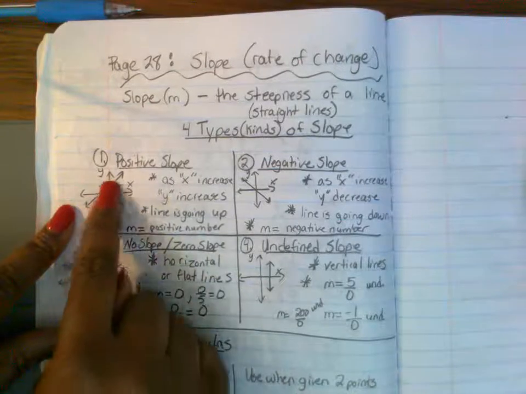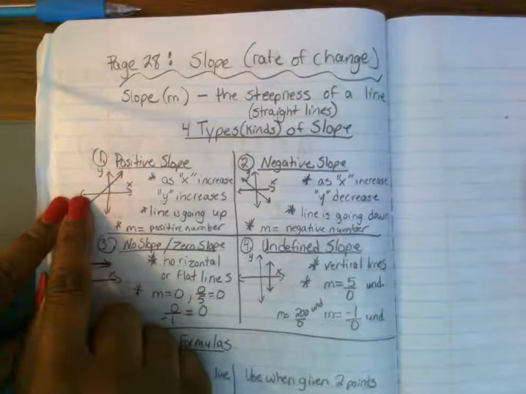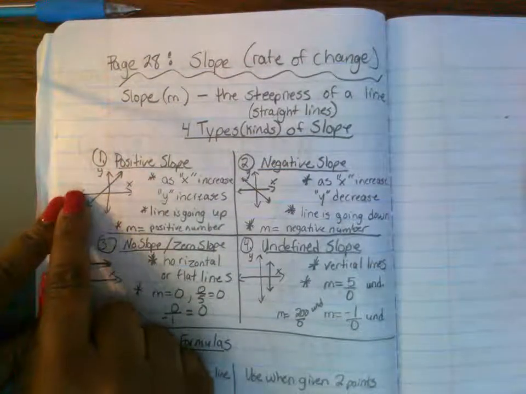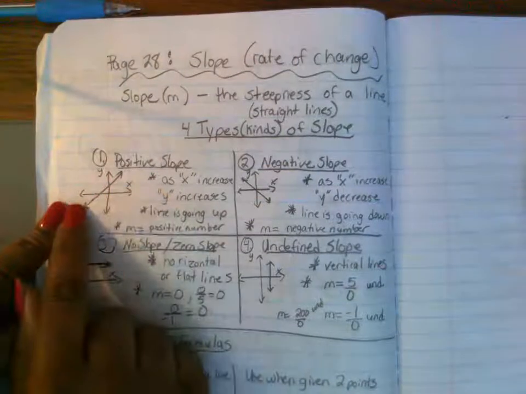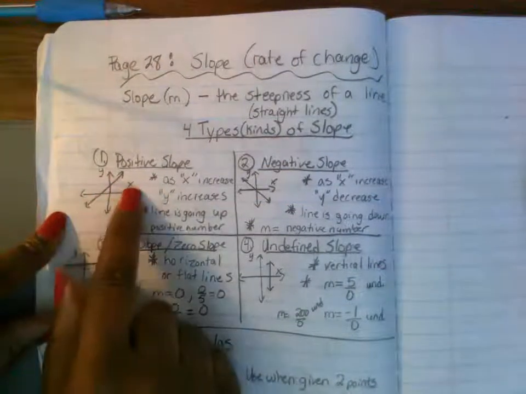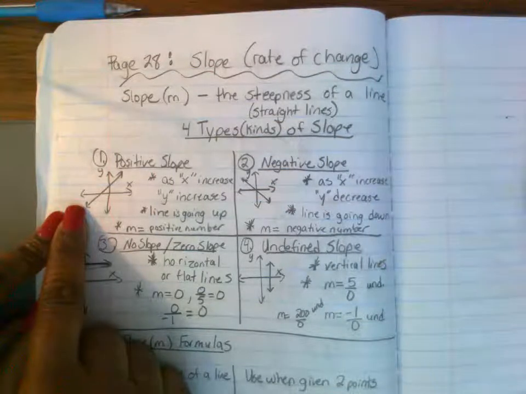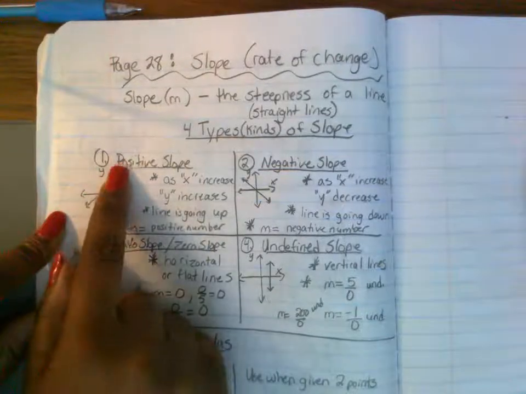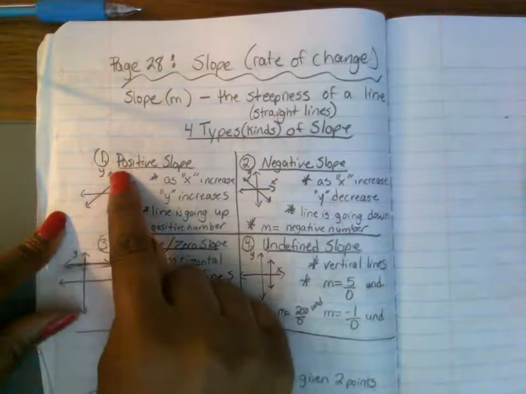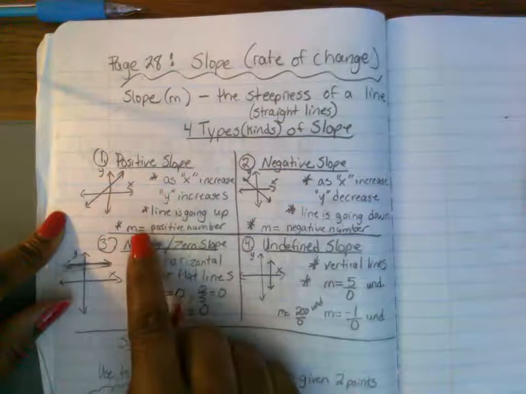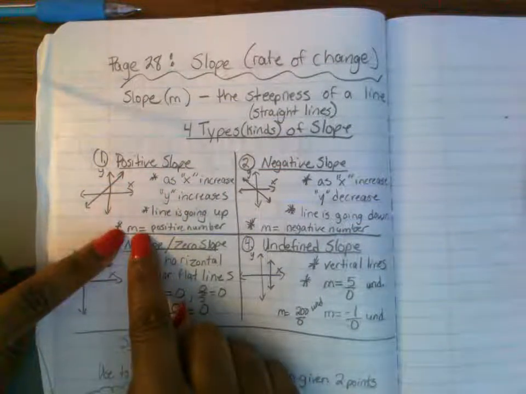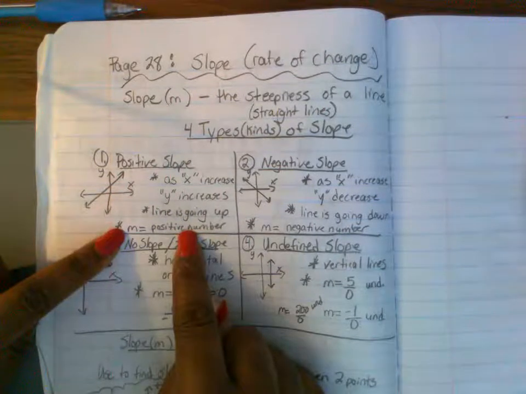How do we know that this line is going up? Because we always read our x-axis from left to right. As we read our x-axis from left to right, the leftmost part of the line starts here, and from here, that line is going up. So if the line is going up, it has a positive slope. And what that means is the number for M is going to be a positive number.